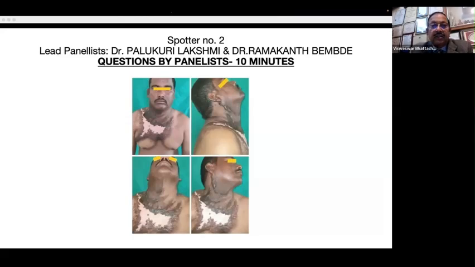You talked about intralesional excision. That means a sort of serial excision, isn't it? So serial excision depends upon what? The benefit of serial excision depends on what?